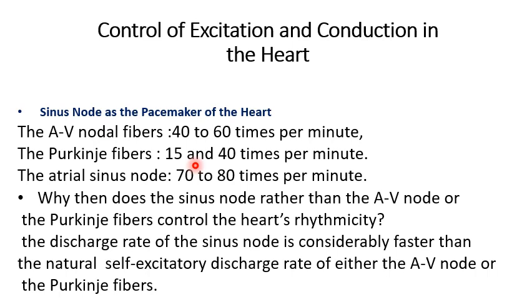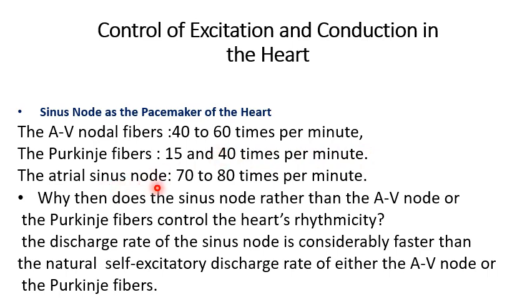So three places that have the capability to generate action potential and to have an autorhythmic activity. But the point here is that the AV node can have a self-excitation of 40 to 60 times per minute. And this is the frequency of self-excitation. It can have 40 to 60 self-excitations, or action potentials, per minute. So the Purkinje fiber is even slower. It has the capacity to generate 15 to 40 times per minute.